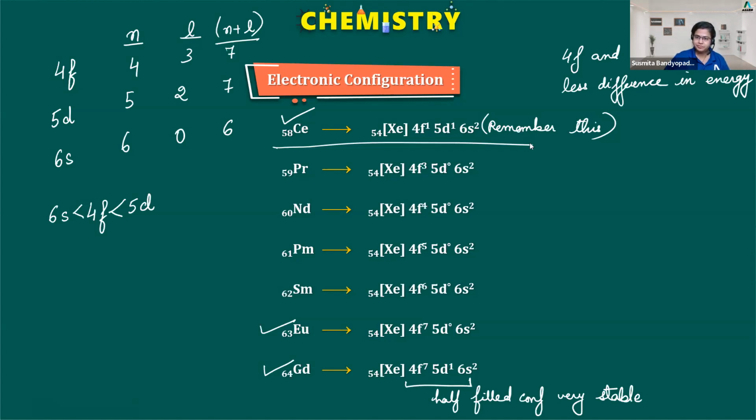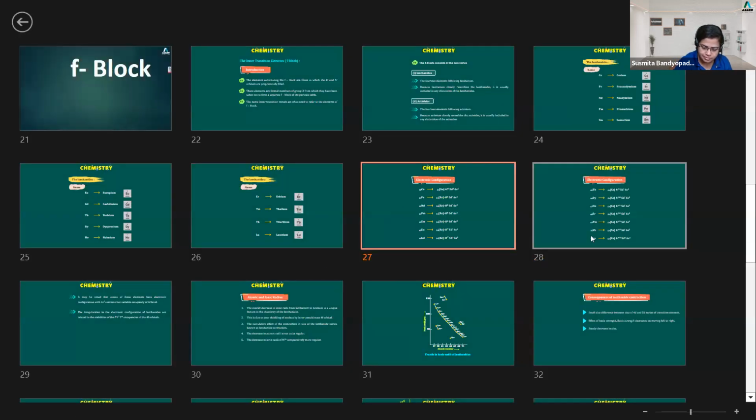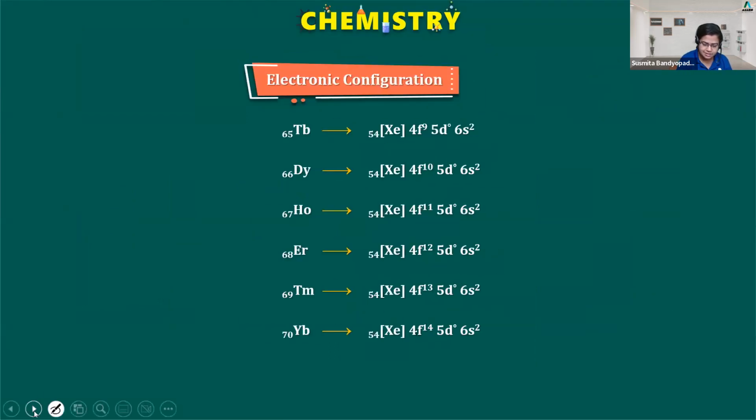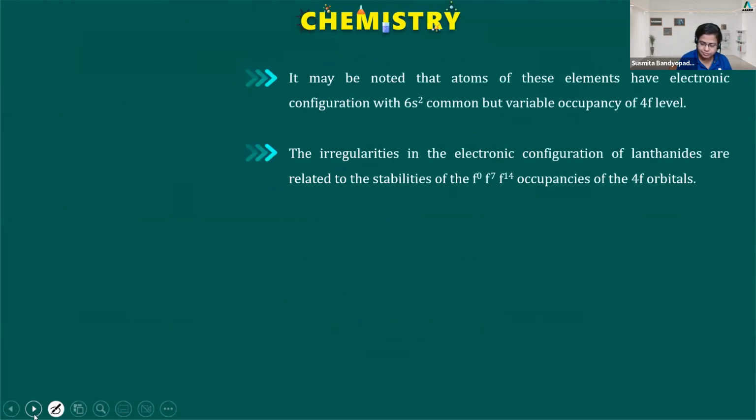Fine, understood. Can we proceed? I don't see much irregularity, only that 4F7 and 5D1 instead of 4F8. Understood. Yes.